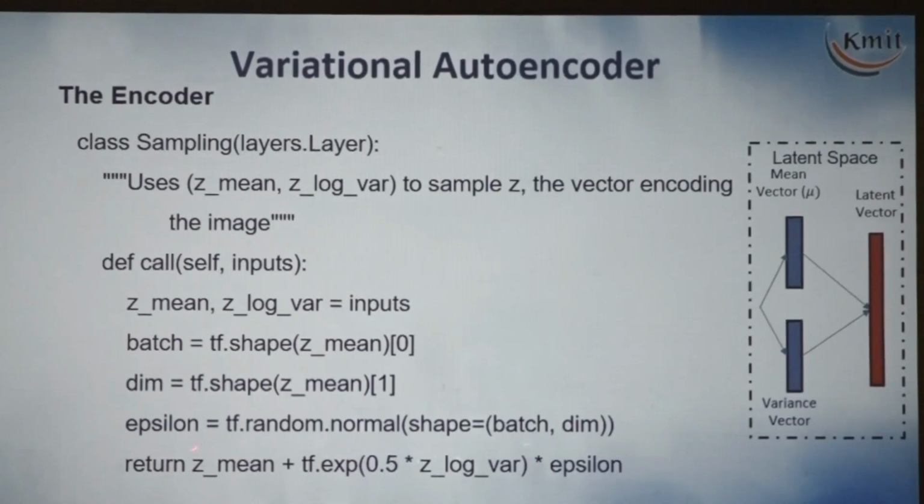With the batch and dimension, that also depends upon the Z mean. Of course, these two we are taking the same. So Z mean of 0, Z mean of 1, meaning the mean vector size, how much the mean vector size is, the same we are taking.